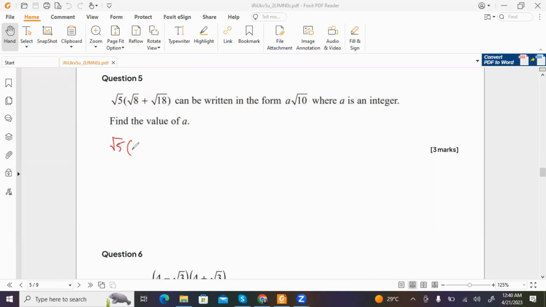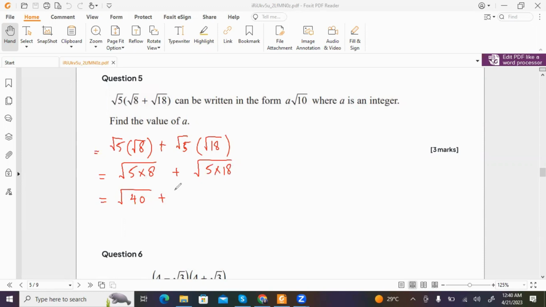Expand the brackets: we're going to multiply root 5 with root 8, and then root 5 with root 18. When you're multiplying roots, we can combine them under one root and write it as root of 5 times 8 plus root of 5 times 18. Now we know 5 times 8 is 40, and 5 times 18 is going to be 90.